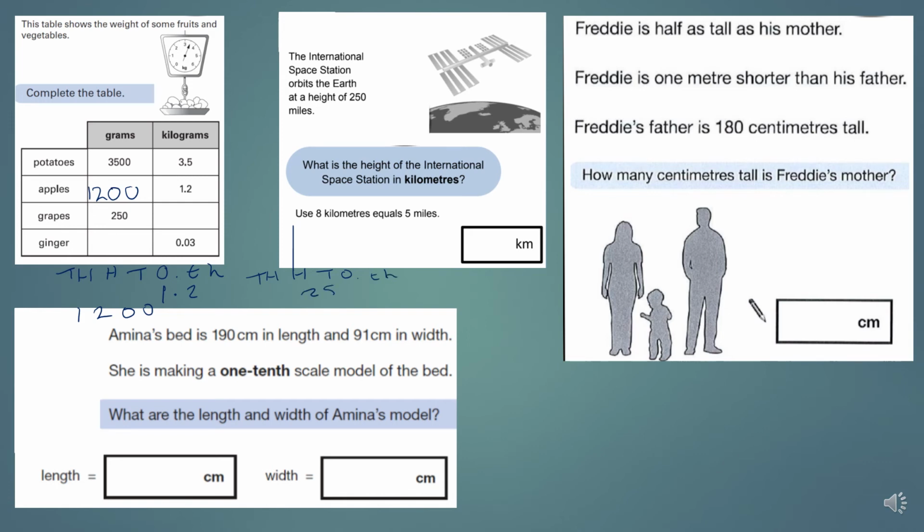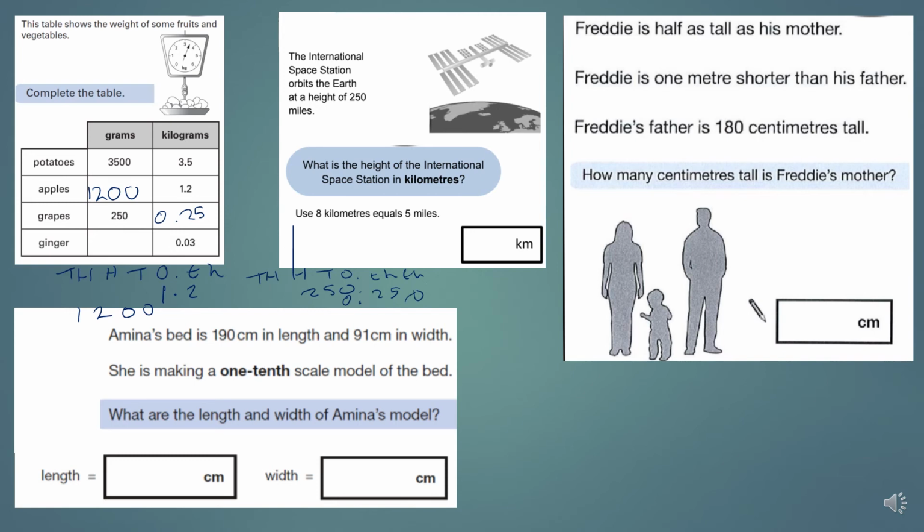pop our 250 in. This time we're going to divide, so we're going to move to the right 3 spaces. Thousandths in there. So we're going to do 1, 2, 3, 1, 2, 3, 1, 2, 3, and we have to hold this place with a 0. So 0.25, because we don't need this 0 on the end.